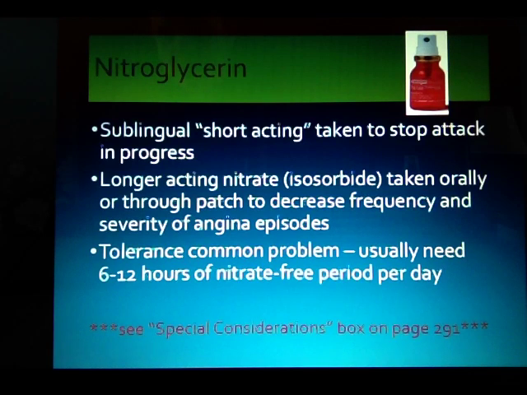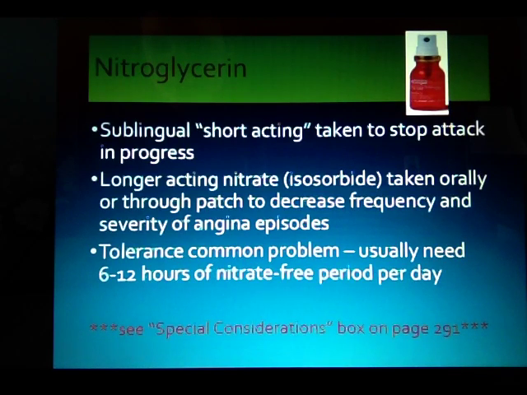What happens with nitrates, though, is that they can build a tolerance. So if someone kept a patch on for the full 24 hours every single day, then they would build up tolerance and the nitroglycerin wouldn't work as well. So what happens is that they usually need a 6 to 12 hour nitrate-free period. So it's usually taken off during the night.